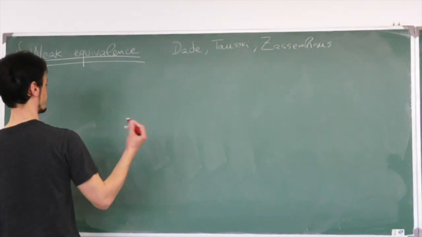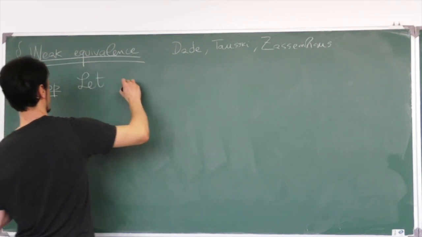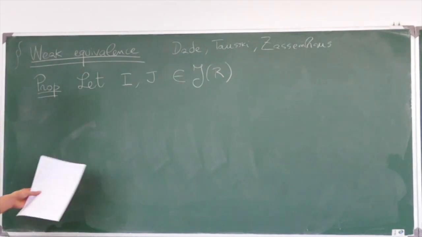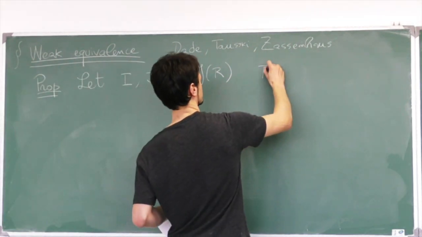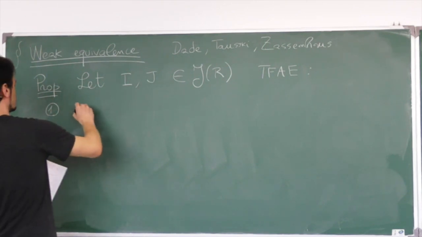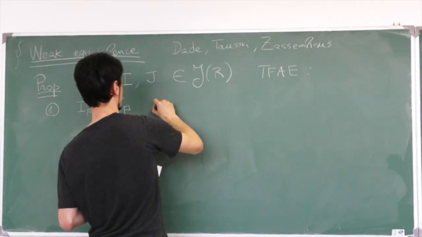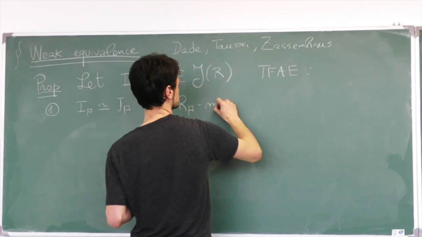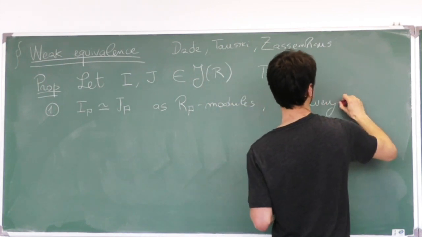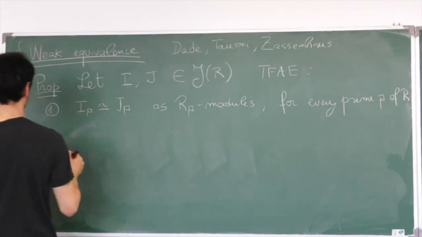All right, so let me start by giving a proposition. This proposition will give us three equivalent statements for two fractional ideals I and J. So we take two fractional ideals, then the following are equivalent. One: the localization of I at some prime p is isomorphic to the localization of J at the same prime p as R_p-modules, for each prime p of R. So the two ideals are locally isomorphic.